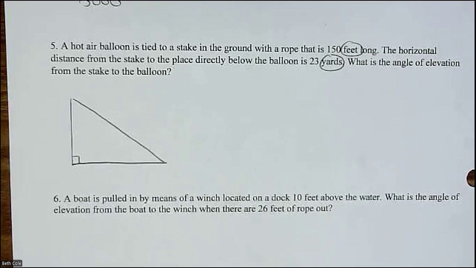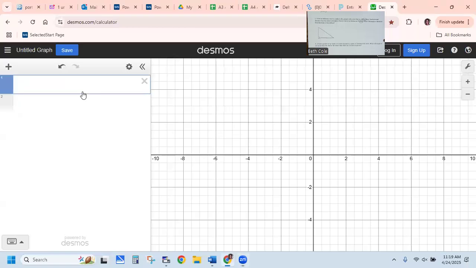Do you know how many feet there are in a yard? 3. You could have given it a guess. 3 feet in a yard. So to turn those 23 yards into feet, we're going to do 23 times 3. So 69 feet.